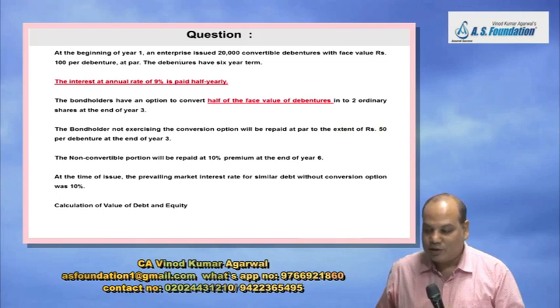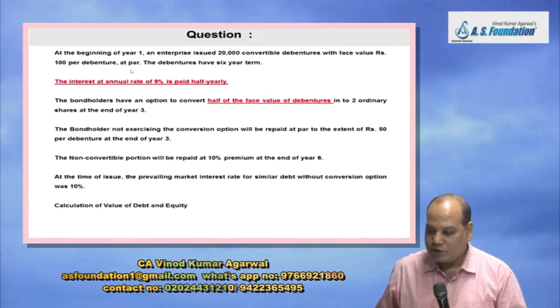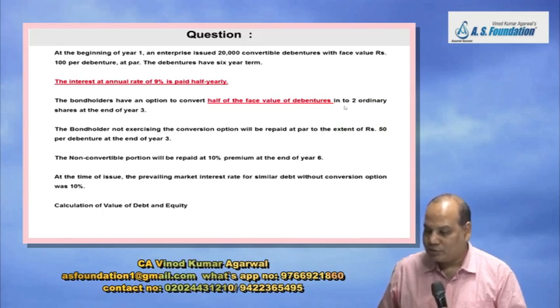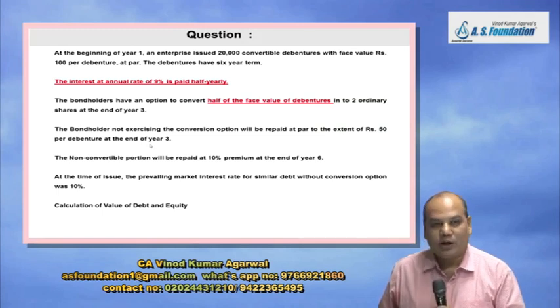At the beginning of year 1, an enterprise issued 20,000 convertible debentures with a face value of rupees 100 per debenture at par. The debenture has a 6-year term, interest is 9%, paid half yearly. Bondholders have an option to convert half of the face value of the debenture into two ordinary shares at the end of year 3. The bondholder not exercising the conversion option will be repaid at par to the extent of rupees 50 per debenture at the end of year 3.